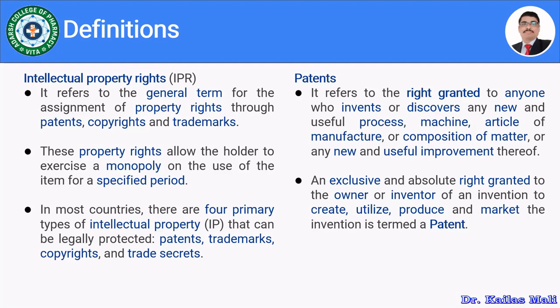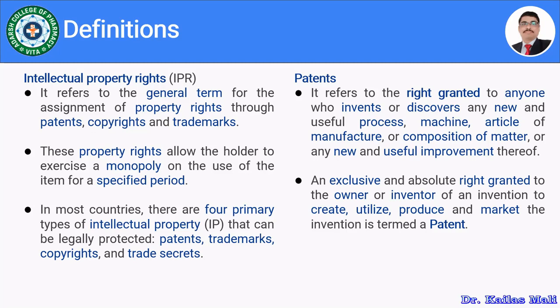So this is about intellectual property rights. Let us move towards the second term, that is a patent. Maybe you are aware of the patent. If any innovation or novelty is there, it is protected by patenting. Patent refers to the right granted to anyone who invents or discovers any new and useful process, machine, article of manufacture, or composition of matter, or any new and useful improvement thereof. That is known as a patent.